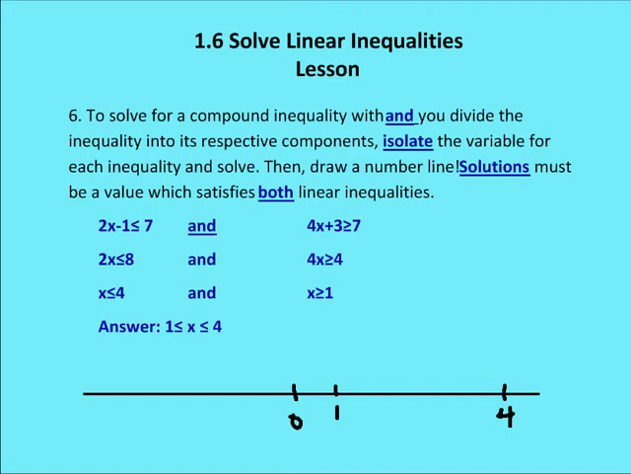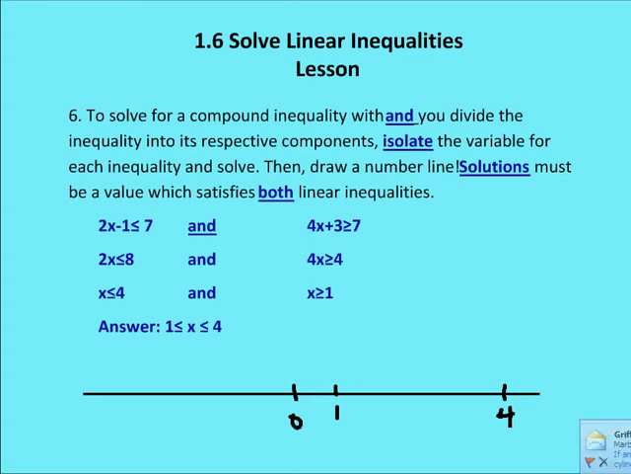I simplify that by, on the left-hand side, we'll go through that inequality first. 2x minus 1 is less than or equal to 7, I add 1 to both sides. Now I'm left with 2x is less than or equal to 8. Divide by 2, and I have x is less than or equal to 4. On the right-hand side, I start with 4x plus 3 is greater than or equal to 7. Subtract 3 from both sides. 4x is greater than or equal to 4. Divide by 4. Now I am left with x is greater than or equal to 1.